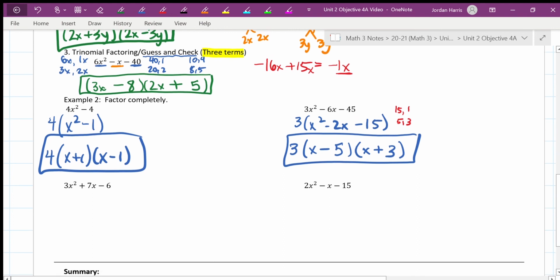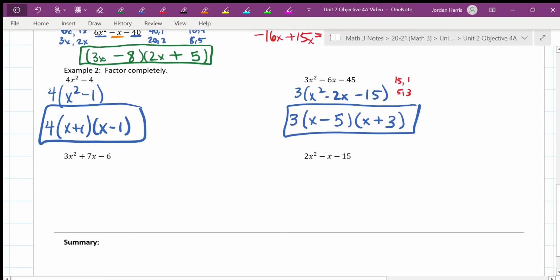Once again, I'm really good at this, been doing it a long time. It takes practice to get better.